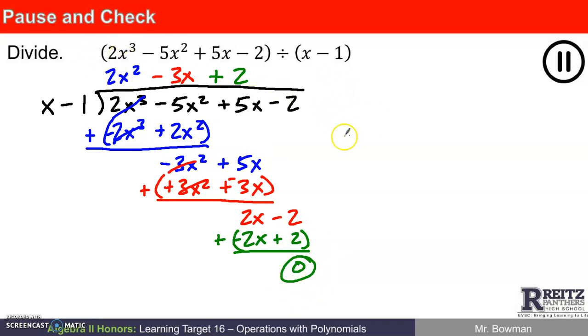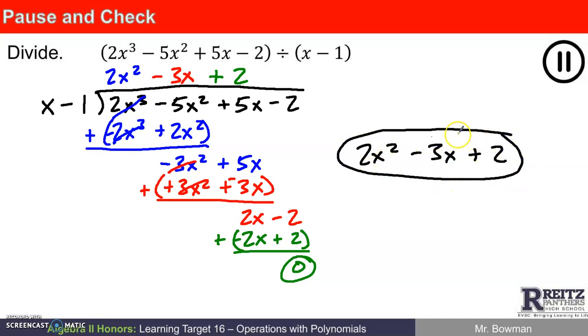The quotient here is simply this trinomial, 2x squared minus 3x plus 2. A really good way to check and see if you've got the right answer would be to multiply this trinomial by x minus 1 and see that you do, in fact, come back to 2x cubed minus 5x squared plus 5x minus 2.